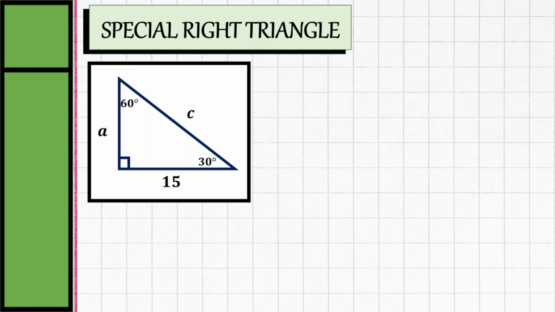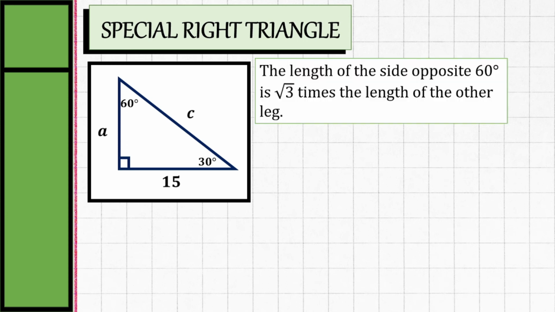So for example, we're given a 30, 60, 90 triangle, and one of the given measurements is the side opposite our 60-degree angle. So we're looking for the measurement of our leg, the shortest side, and the hypotenuse. Okay, so in order for us to solve for the missing leg and the hypotenuse, we will use the 30, 60, 90 triangle theorem, wherein it is stated that the length of the side opposite 60 degrees is square root of 3 times the length of the other leg. So again, we will use this in order for us to solve for the value of A.